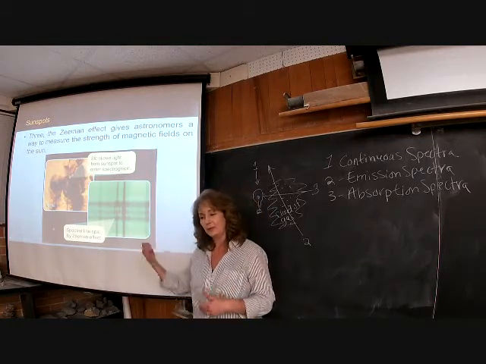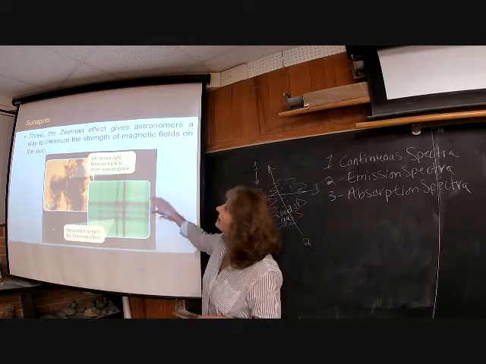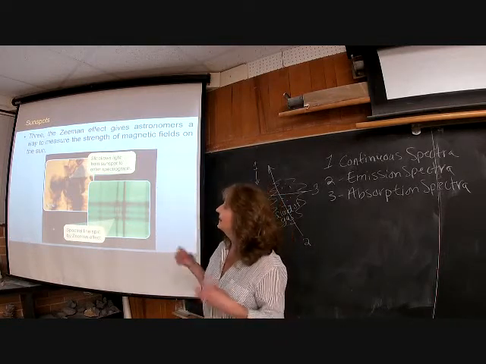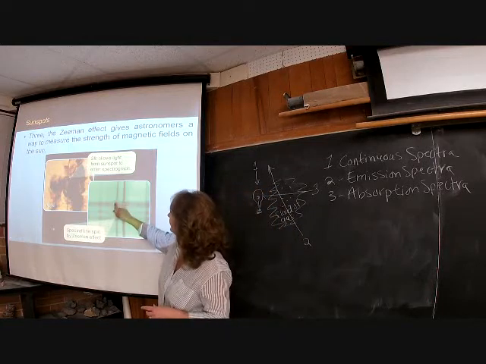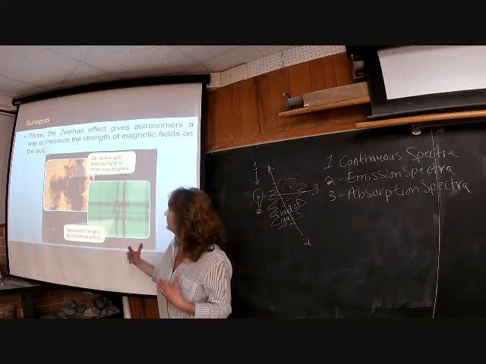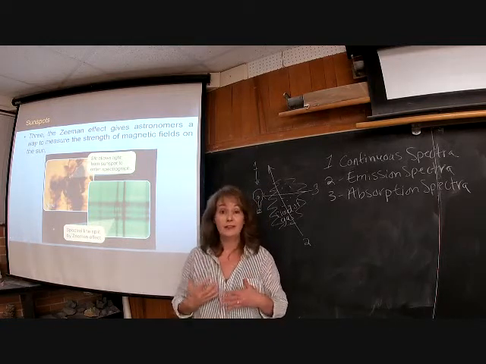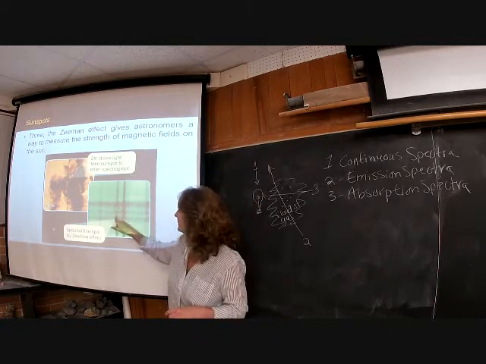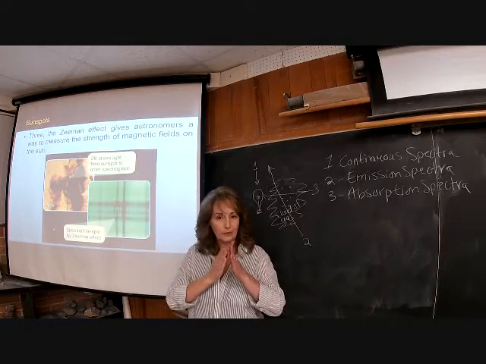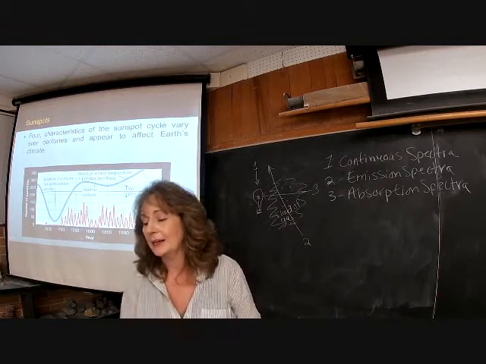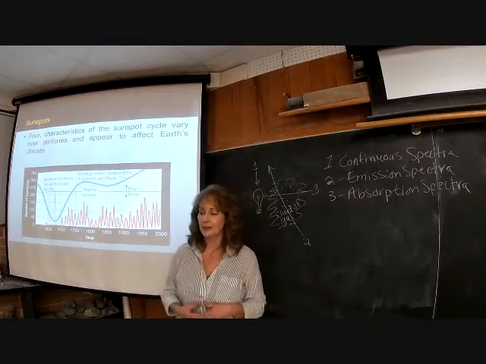Now here they're throwing in the Zeeman effect that gives astronomers a way to measure the strength of the magnetic field. So you see the splitting, okay, of the spectral line. So they know that there is a magnetic field that's causing a disturbance in the normal wavelength in there. So they know that there is some sort of a magnetic field happening in here.